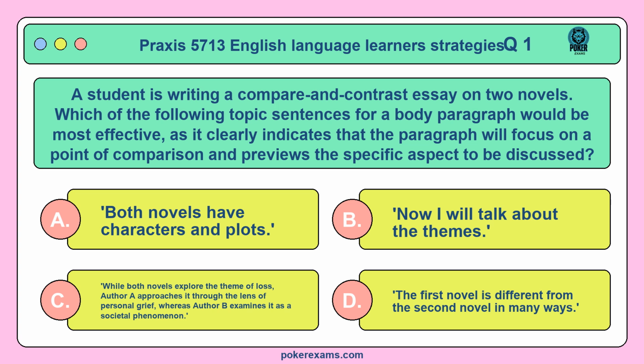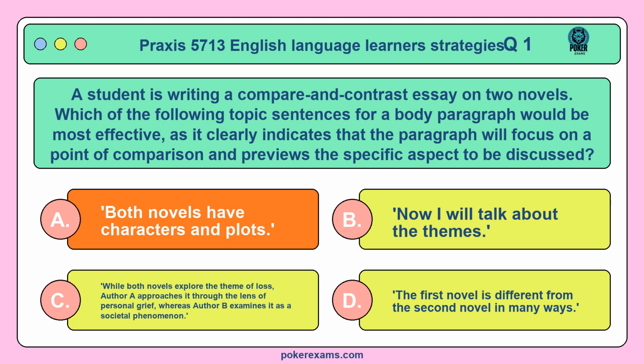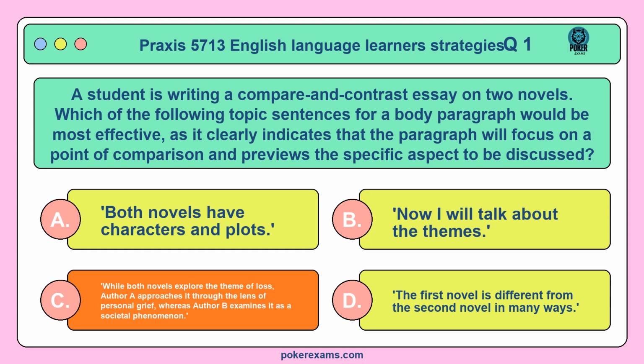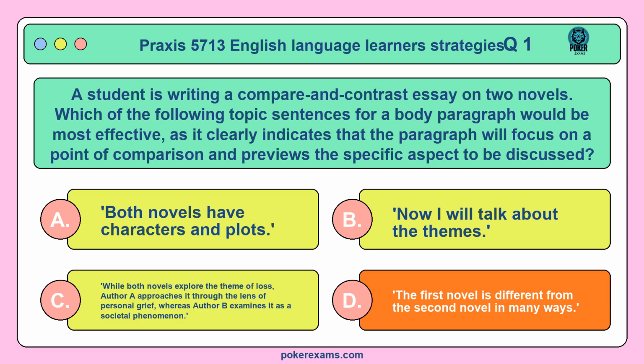Option A. Both novels have characters and plots. B. Now I will talk about the themes. C. While both novels explore the theme of loss, author A approaches it through the lens of personal grief, whereas author B examines it as a societal phenomenon. Or D. The first novel is different from the second novel in many ways.